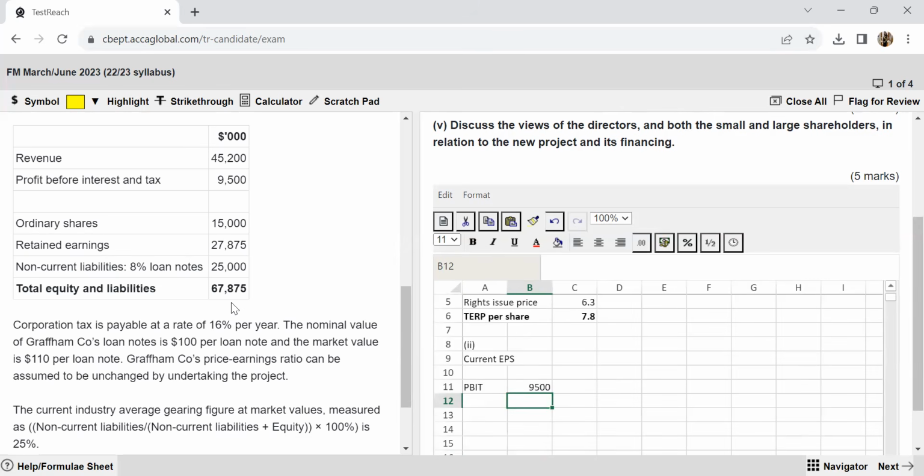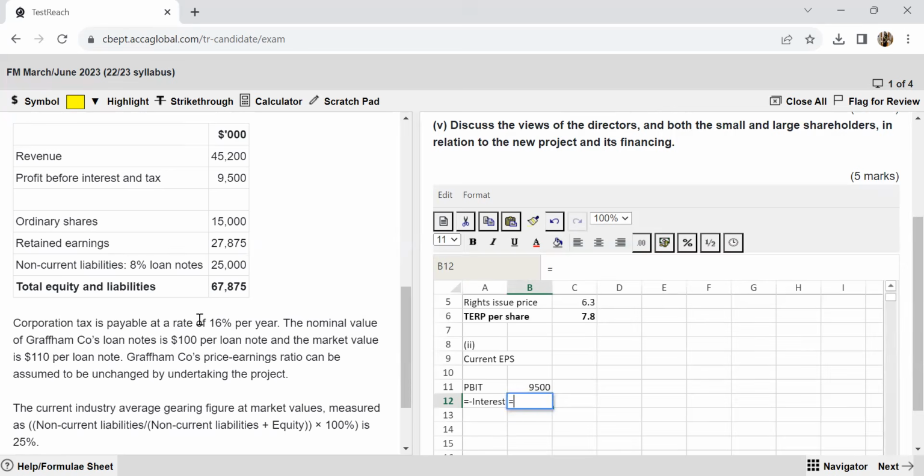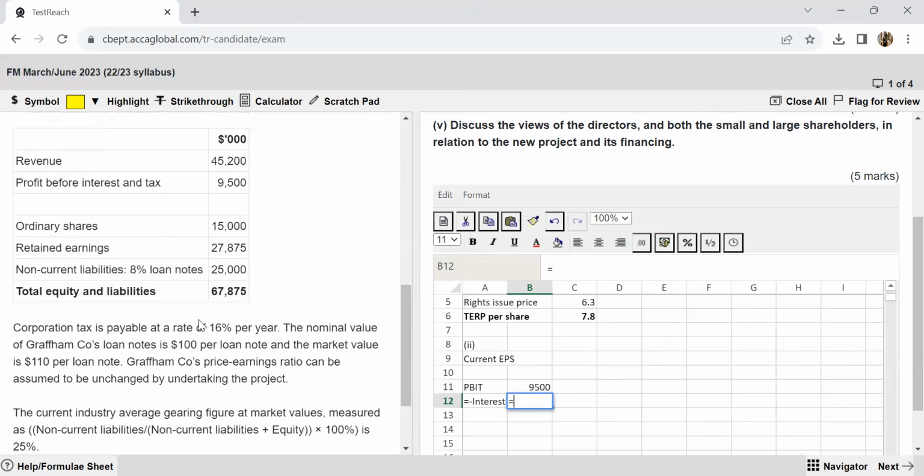Then, since this is before interest and tax, I have to subtract the interest as well as the tax from here. First of all, let me subtract my interest. So my interest will come out to be on the 25 million debt that I currently have.